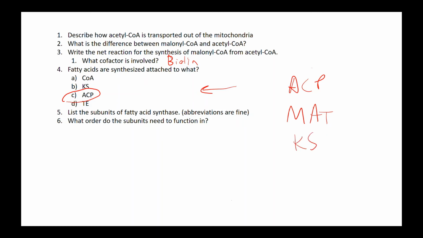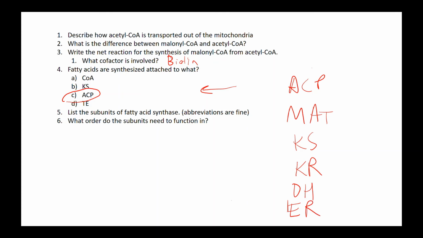Once we've made this, now we have a ketone on it, and so we need to reduce the ketone. So we have a ketoreductase. Then at this point we have a hydroxy group, and we need to dehydrate. So we have a dehydratase enzyme. Once we now have our alkene, we need to reduce that. So we have an enoyl reductase, ER.